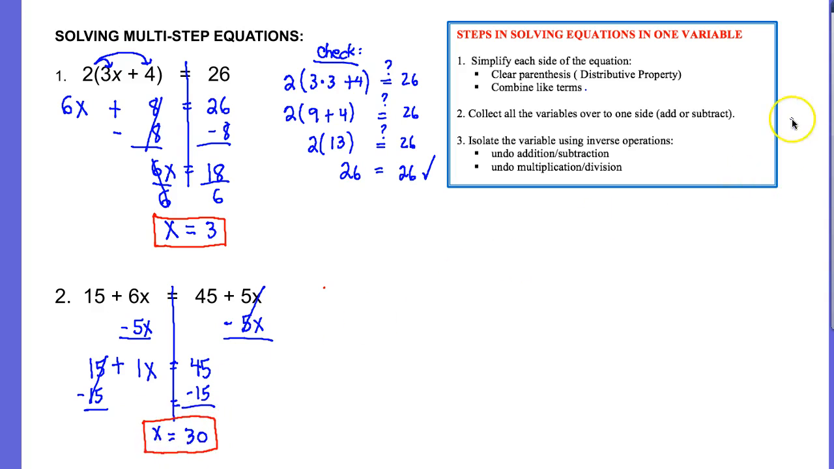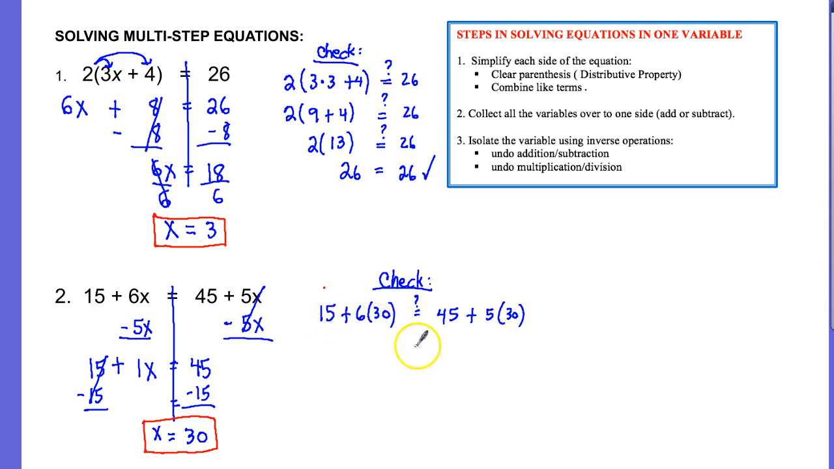So again, I'm just going to do my quick check over here. Make sure I got this right. To check, plug in 30 wherever you see x. So on the left side, I have 15 plus 6 times 30. Does that equal 45 plus 5 times 30?